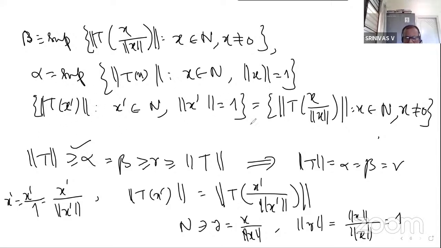This means these elements are contained in this. Therefore, if you take the sup values, these two will be the same. That's how you will get this. These two sets are the same, and the sup of this set will be the sup of this set. Therefore, you have alpha is equal to beta.